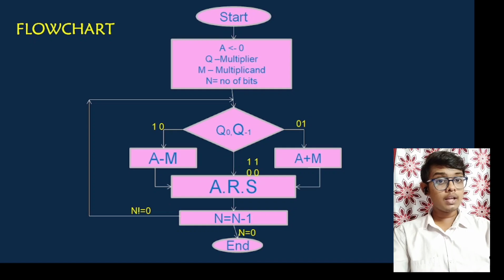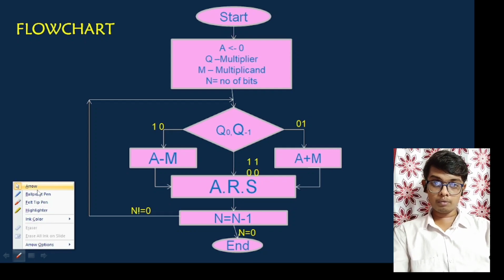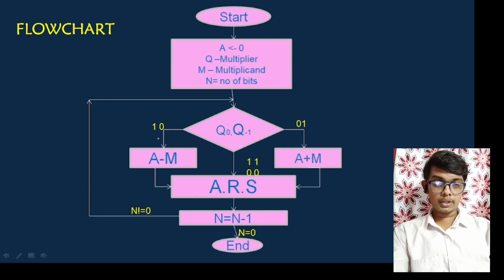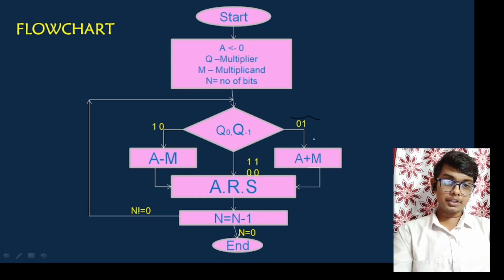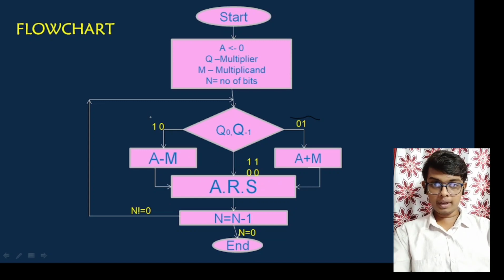We are assuming that, and comparing the Q0 and Q minus 1, which means it will be either 0 0, 0 1, 1 1 or 1 0. So let's see what we'll do at the time of these occurrences. First, if we get 0 1, then we have to do A plus M and arithmetic right shift. If it is 1 0, we have to do A minus M followed by arithmetic right shift. If it is 1 1 or 0 0, we directly can do arithmetic right shift.